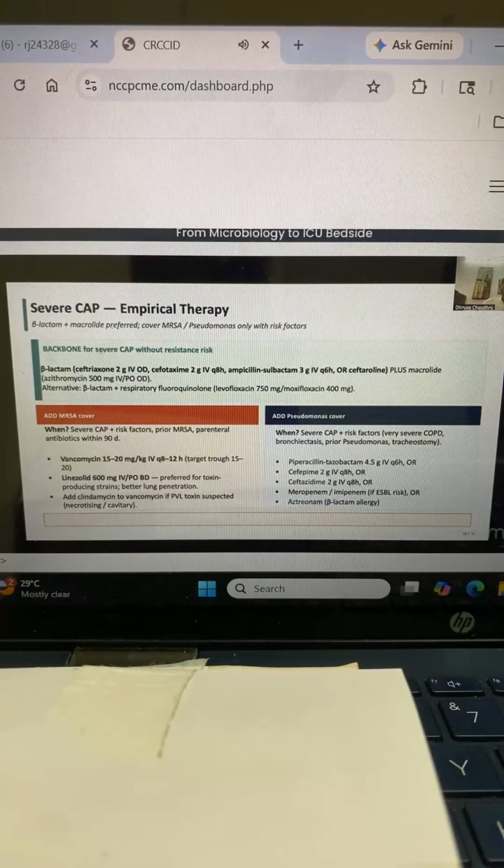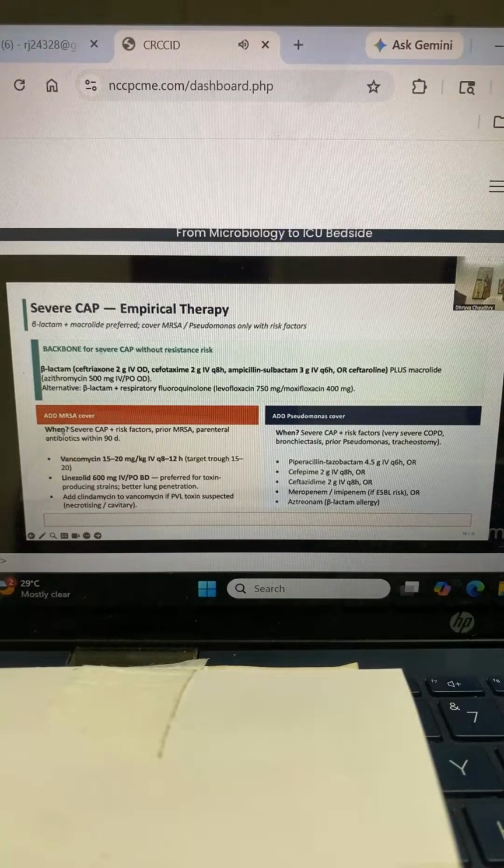Macrolides, usually we take ceftriaxone, or a beta-lactam with a beta-lactamase inhibitor like sulbactam. Similarly, you have ampicillin-sulbactam or amoxicillin plus a macrolide, commonly azithromycin, and earlier people used to use clarithromycin as well. Alternative is that you can use a respiratory fluoroquinolone, but only if TB has been excluded.